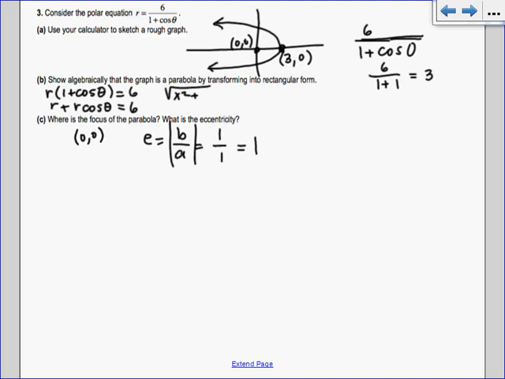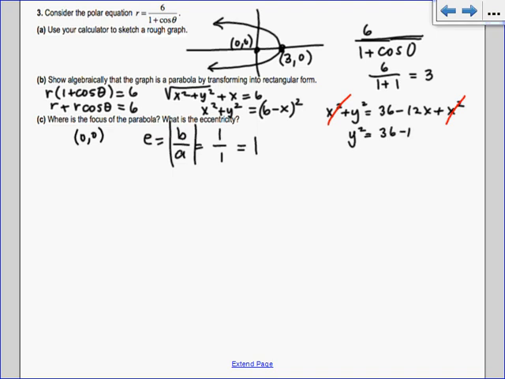So square root of x squared plus y squared, plus x, equals 6. So square root of x squared plus y squared equals 6 minus x, and then square both sides. So x squared plus y squared equals 36 minus 12x plus x squared. So you can see what happens is the x squared terms end up going away. So you get y squared equals 36 minus 12x. And I would accept that on the test.